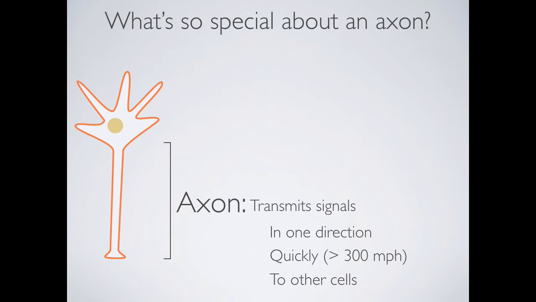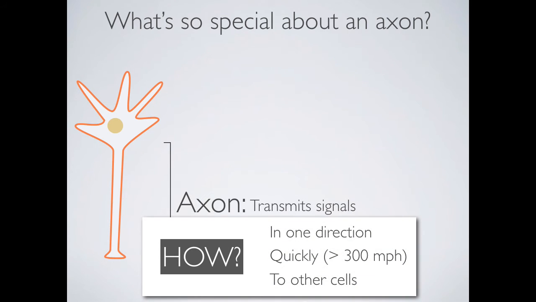Okay, so we talked about how action potentials are generated, but we haven't touched on how any of these other properties are possible. What is it about the membrane that gives an axon unidirectional transmission? How is it achieved quickly? And how does it transmit that information to neighboring cells?